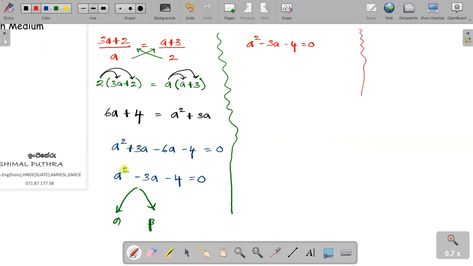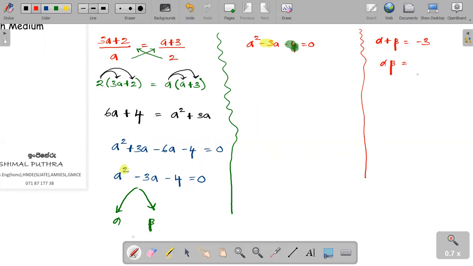And there is a secret behind this. I told you there may be 2 letters, alpha and beta. The sum of alpha and beta, that means alpha plus beta, should be equal to the coefficient of a in minus 3a. That is the secret. This should be minus 3. And the multiplication of alpha and beta should be equal to just the constant value, that is minus 4.